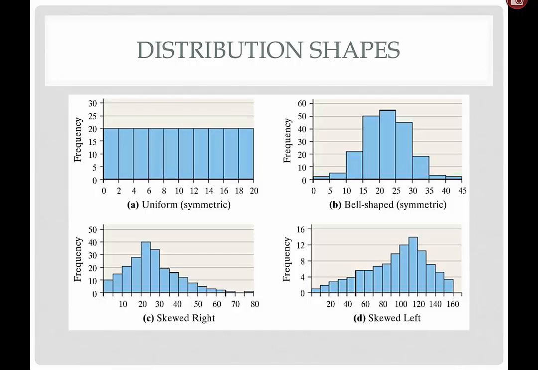And then in the bottom left-hand side, that one is called skew to the right because it's kind of like the bell-shaped, but it's got that long tail off to the right-hand side. And so the tallest point is shifted over to the left a little bit. So that's skewed to the right; wherever the tail is, that's the direction of the skew. And then the one on the bottom right is called skew to the left because you'll notice the tail is off to the left and the highest point is shifted over to the right a little bit.